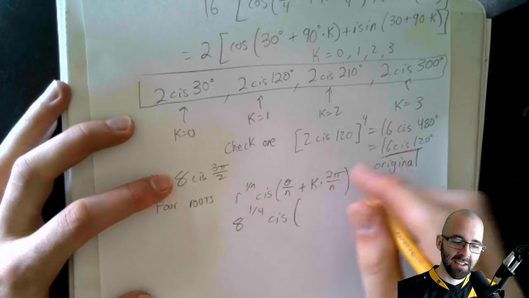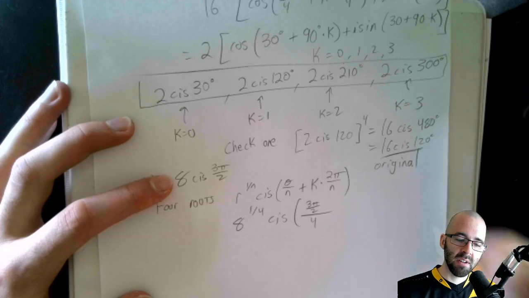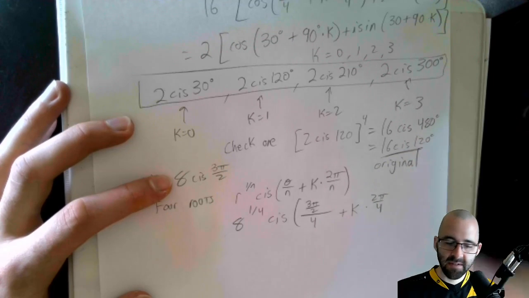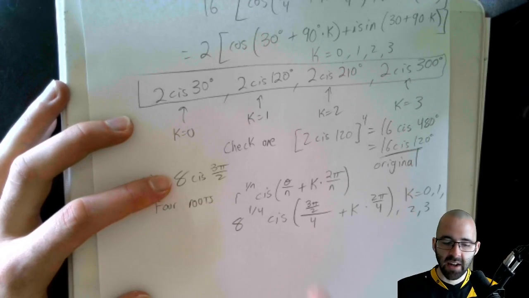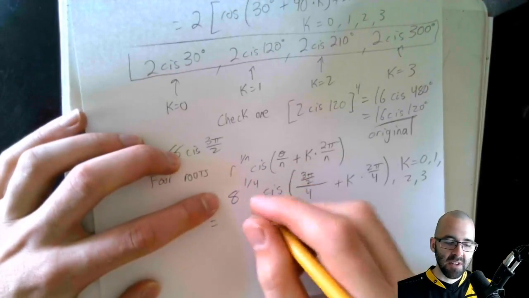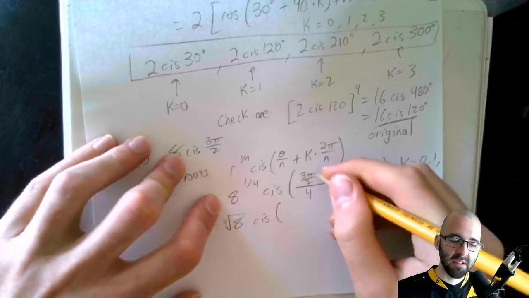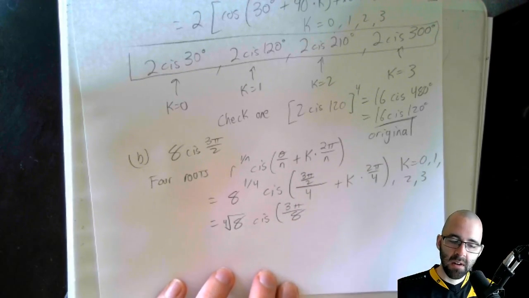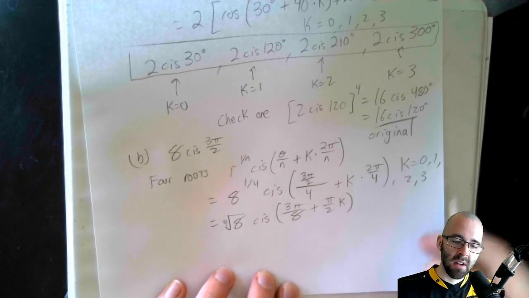Cis theta is 3 pi over 2 divided by n, which is 4, plus k times 2 pi over n, which is again 4. And k is 0, 1, 2, and 3. It goes up to n minus 1, and n is 4. So this is the 4th root of 8, which doesn't simplify this time. But the inside simplifies. 3 pi over 2 divided by 4 is 3 pi over 8. This becomes pi over 2 times k. And then we just plug in.